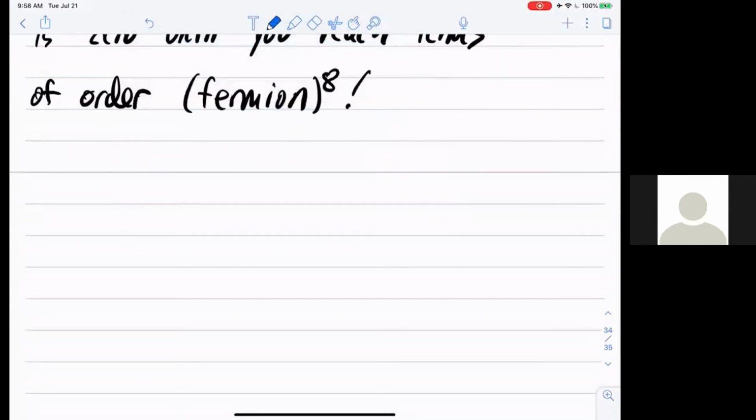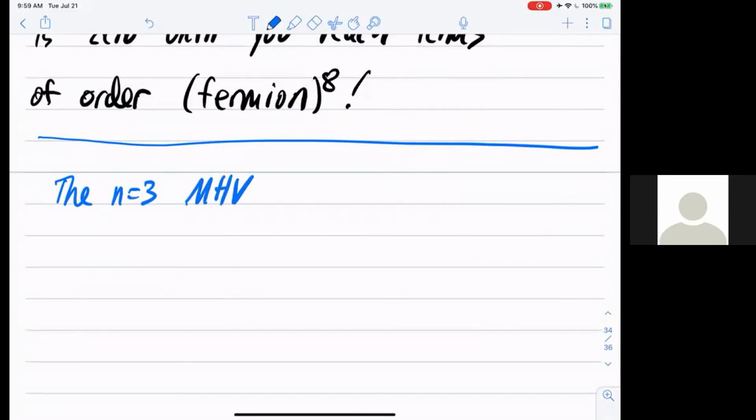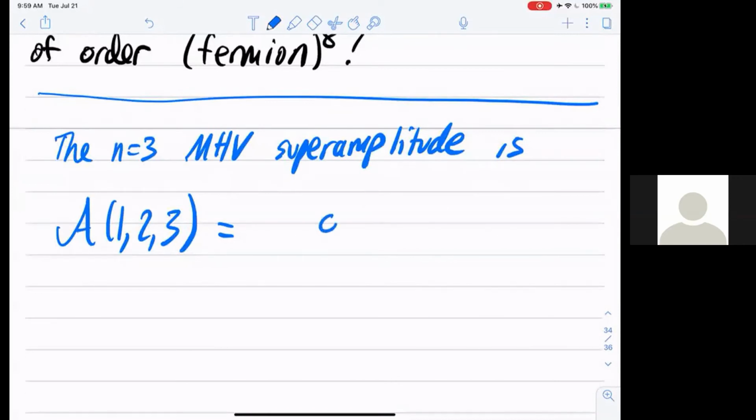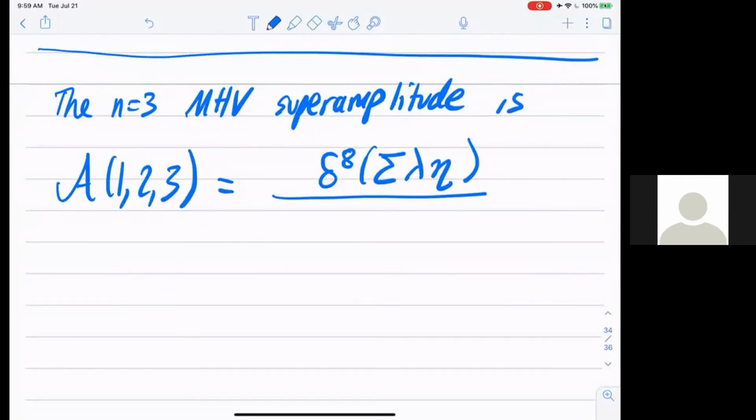Okay. There are two caveats here. One thing I should mention is that the three particle MHV super amplitude, I'll just write it like that, has our fermionic super momentum conserving delta function. This looks like this.